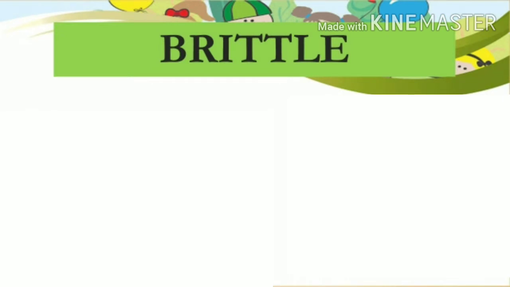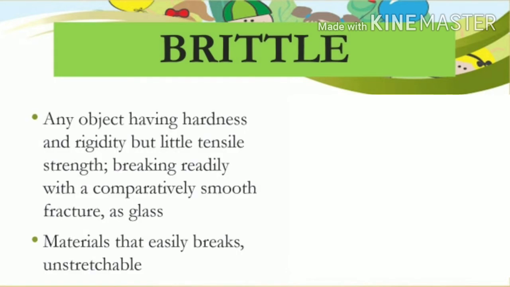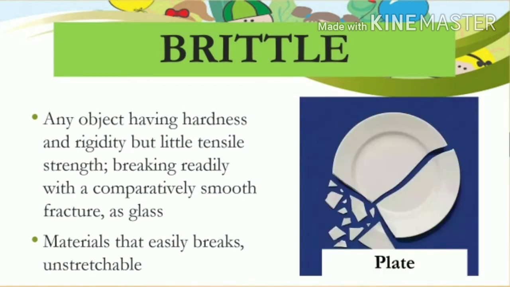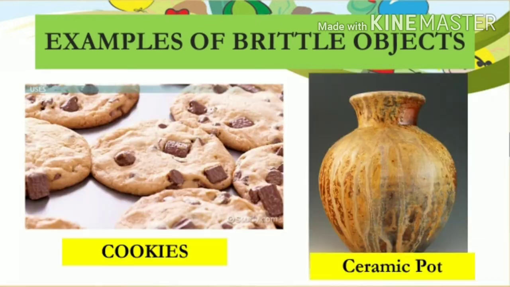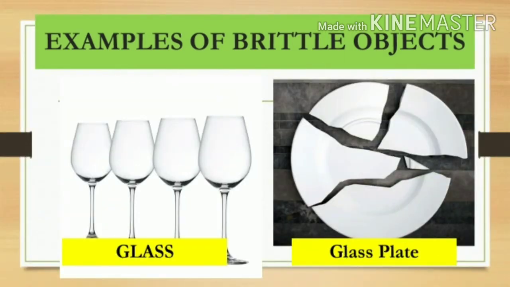Another property of matter is brittle. What is brittle? Brittle are any object having hardness and rigidity but little tensile strength, breaking readily with a comparatively smooth fracture as glass. In simpler terms, brittle are materials that easily break or are unstretchable. Let us take, for example, a glass plate. When a glass plate falls on the ground, it easily breaks. Other examples of brittle objects are cookies, ceramic pot, glass, and more.